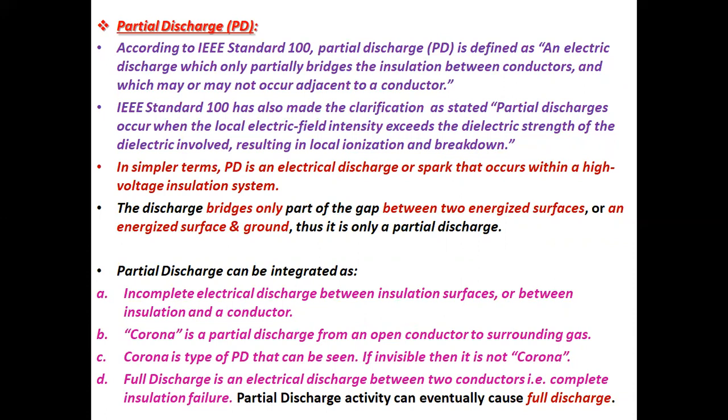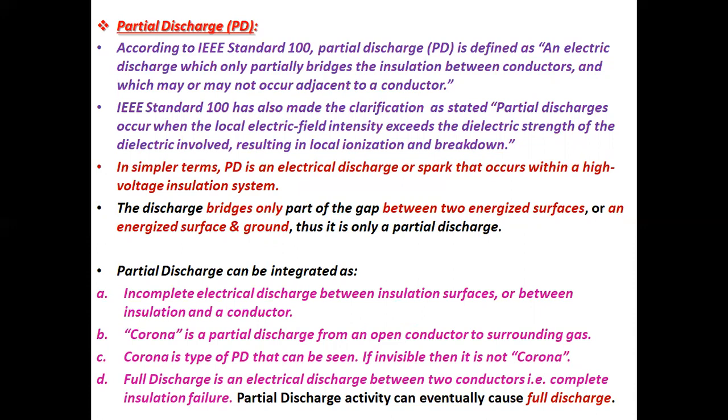In simpler terms, partial discharge is an electrical discharge or spark that occurs within a high voltage insulation system. The discharge bridges only part of the gap between two energized surfaces, or an energized surface and ground. Thus, it is only a partial discharge. Partial discharge can be interpreted as an incomplete electrical discharge between insulation surfaces or between insulation and a conductor.